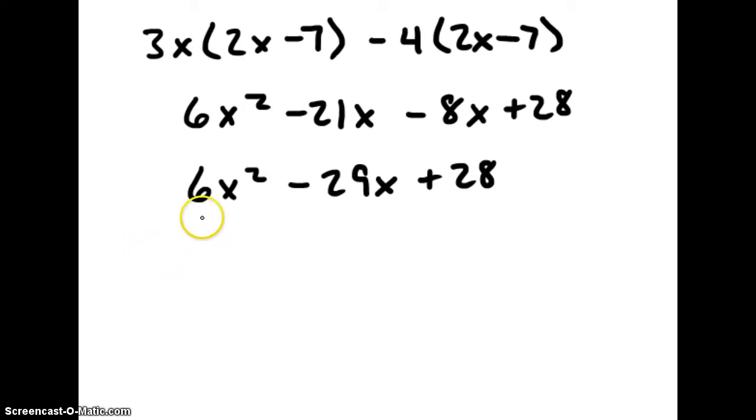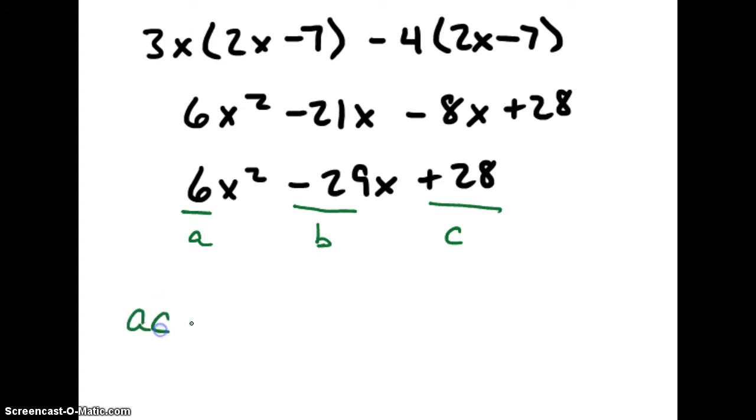So the first thing that we do, let's identify A, B, and C. This guy is A, this guy is B, and this guy is C. It's the coefficient in front of each term. It's a coefficient attached to each term. So 6 is my A, negative 29 is my B, because that's what's being multiplied by x, and my constant term is always C.